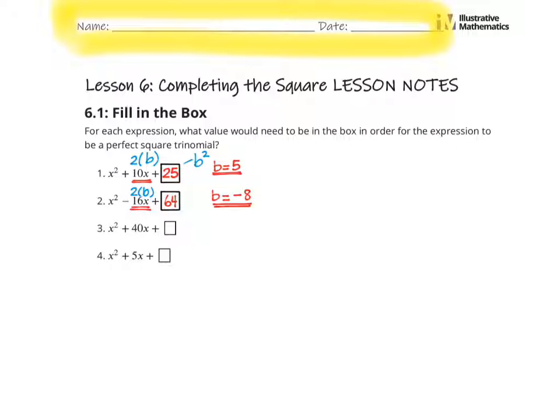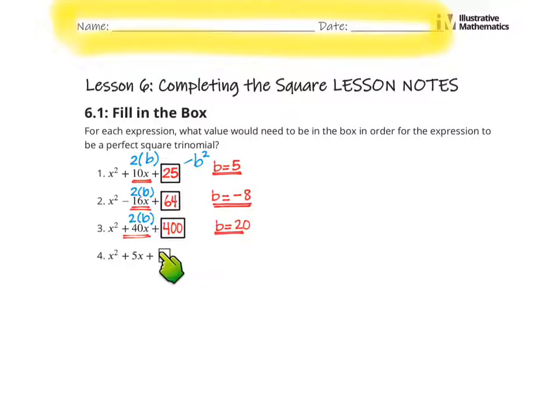In the third problem, we have positive 40. I'm saying 2 times what is 40? Well, that would be 2 times 20. So in the box, what goes in here is b squared. Remember, we're always putting the b squared. So I'm going to take this 20 and square it, and I have 400.